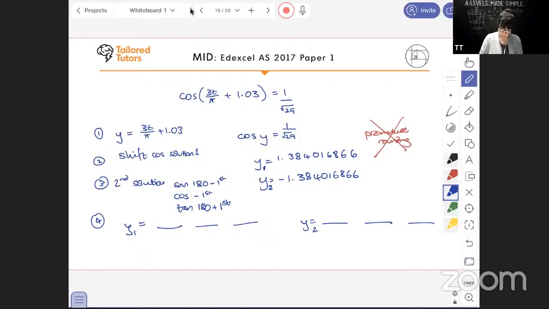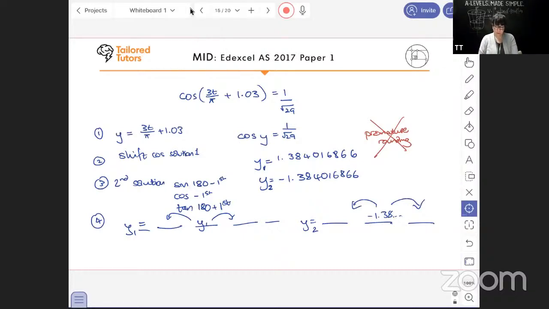So you've got your original Y1, which was 1.384, and you're going to add 360 and minus 360 a few times until you lose the will to live, basically. And you've got minus 1.38, blah, blah, blah there. You add 360 and minus 360, although really it's 2 pi because I'm doing radians. And you do that for a while. It's exactly the same method for sine and for tan.